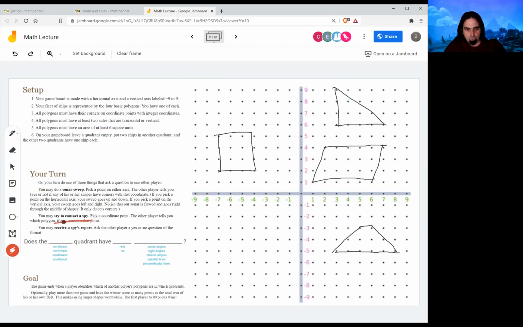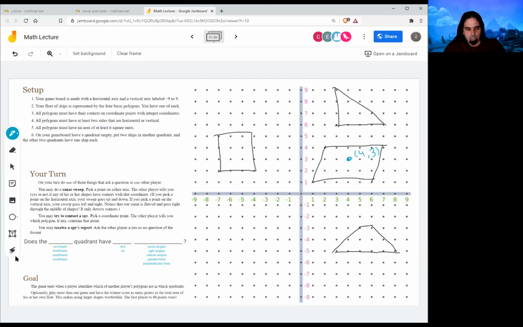You can try to contact one of your spies. So you're going to send a spy to somewhere on the board, maybe 4,3, right? Over 4, up 3. And then the other player will tell you, are you in one of my shapes, including the corners? And they would, so this part, they would say, yes, you're in one of my shapes.